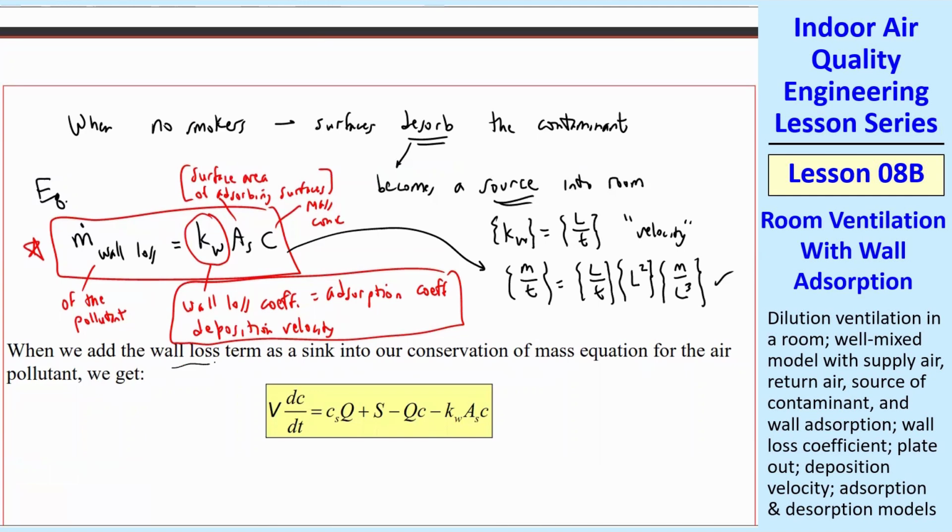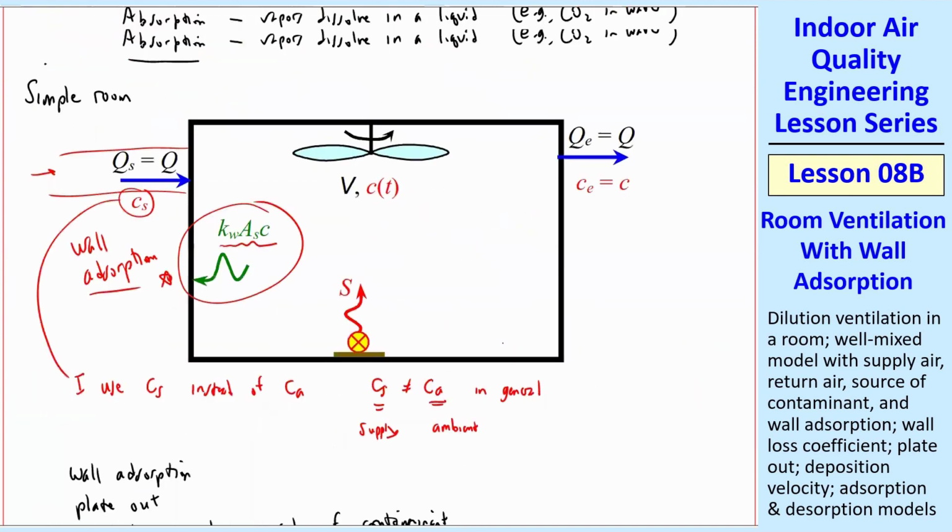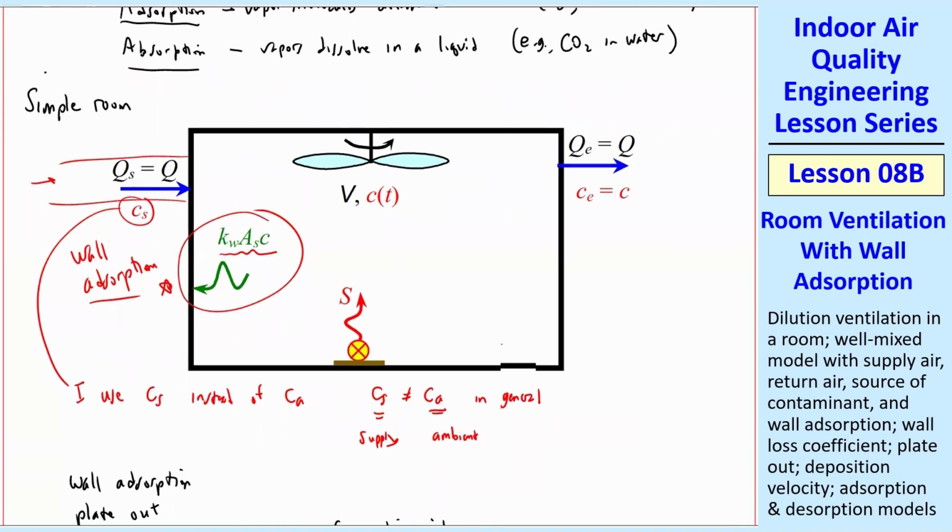When we add this loss term as a sink or a negative production term, it comes with a minus sign. And we just added that to our previous equation for simple room ventilation. So we have V dC/dt equals what's coming in, this is the source, and then this is what's going out, and then this is the wall loss. Other than that, it's the same equation we had before. We just have this extra term, which is a wall loss term. You're going to have to get in the habit of looking at a diagram like this when we start putting in air cleaners. We'll have open windows, we'll have recirculation, all kinds of things happening as we get more complicated.